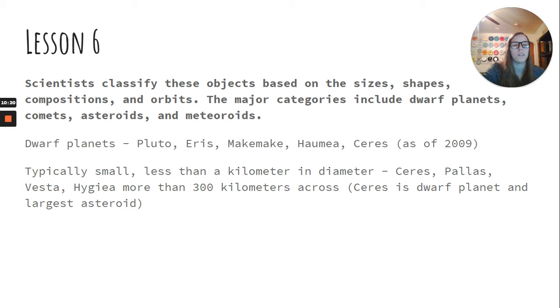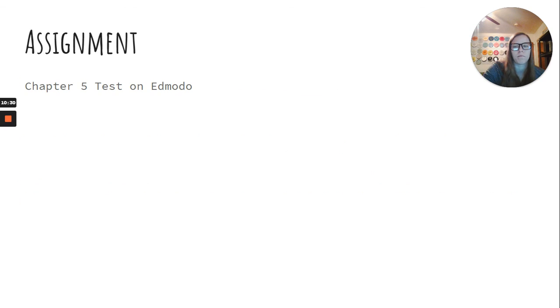And also to note, we talked about this in the lesson, but reminder, Pluto was at one point considered a planet. Now it is a dwarf planet. So that will also be on your test, so remember that.